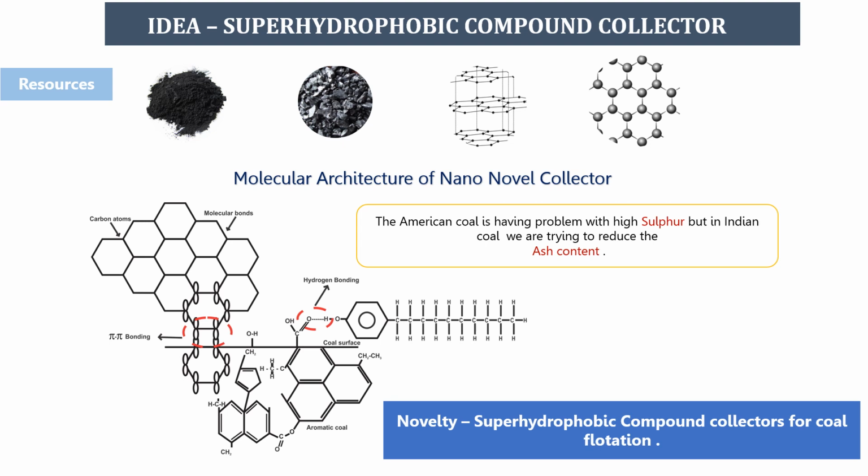As we know, American coal has a problem with high sulfur, but for Indian coal we are trying to reduce the ash content. Even after washing the coals, the ash is around 30 to 35%, which is very high. So I will be adding nanoparticles to the current collector, so it will be a compound collector, and the superhydrophobic nanoparticles will get attached to the coal very efficiently. So this compound collector will work very nicely.